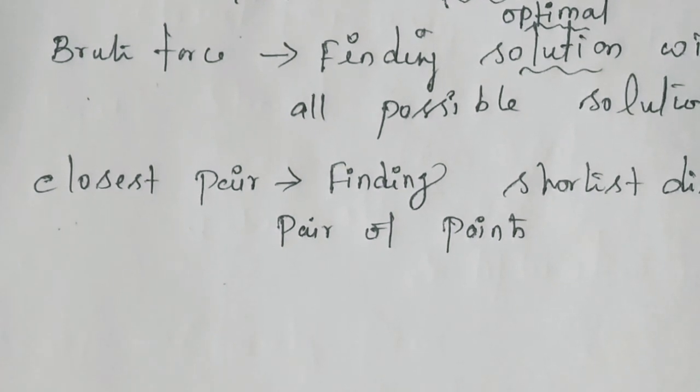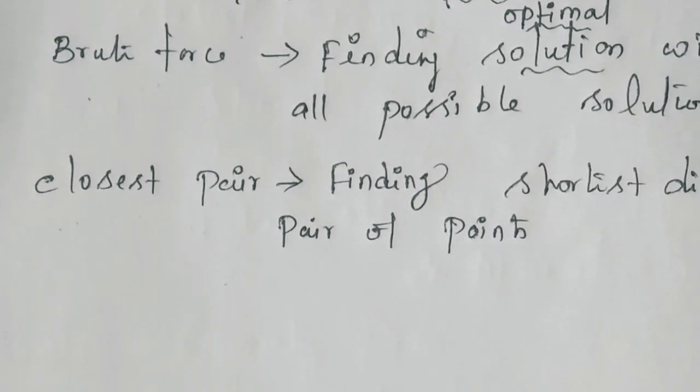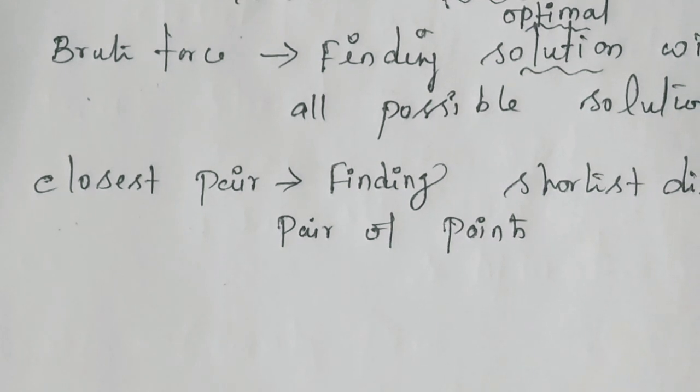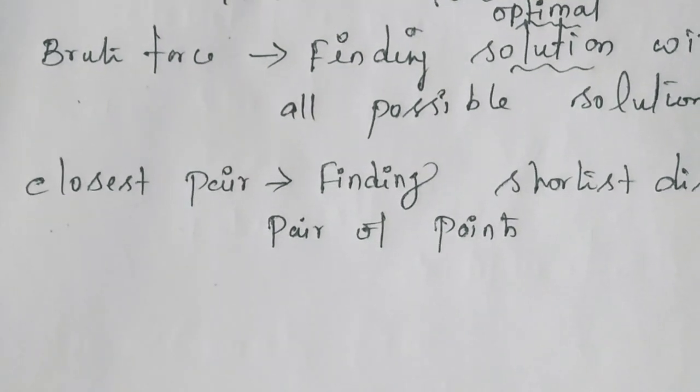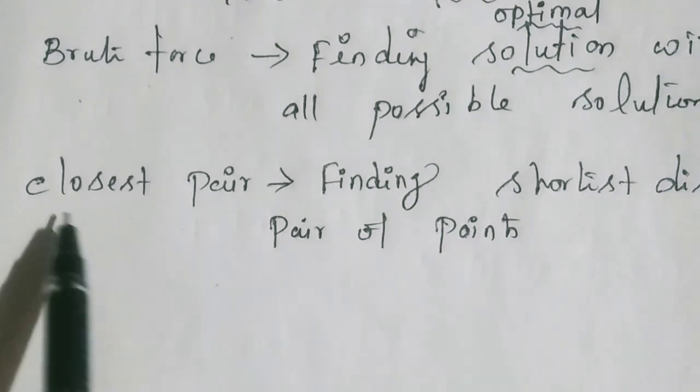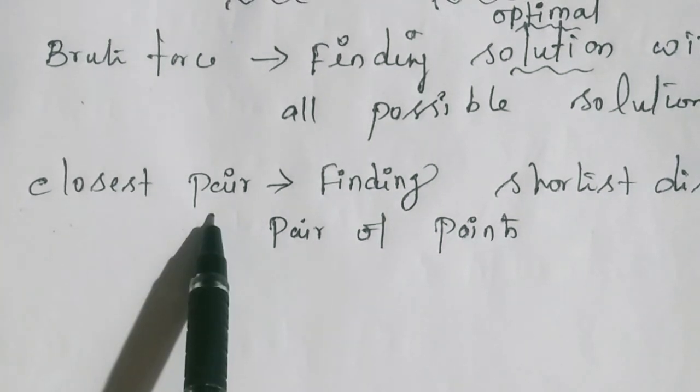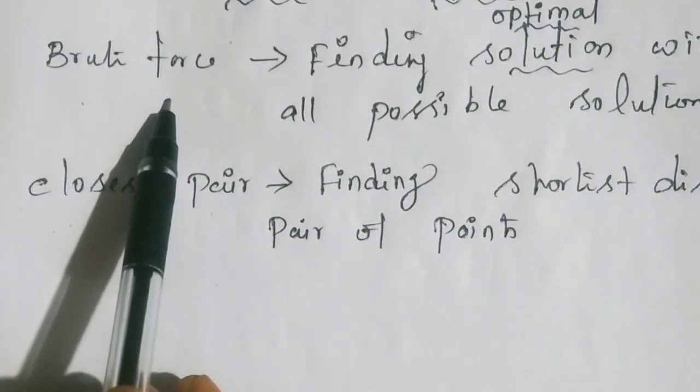Closest pair is finding the shortest distance between a pair of points. Closest pair is a geometric problem which has a plane and n number of points. Among those points, we have to find the pair of points which has the least distance between each other. That is called the closest pair. So now we have to find the closest pair with the brute force approach.